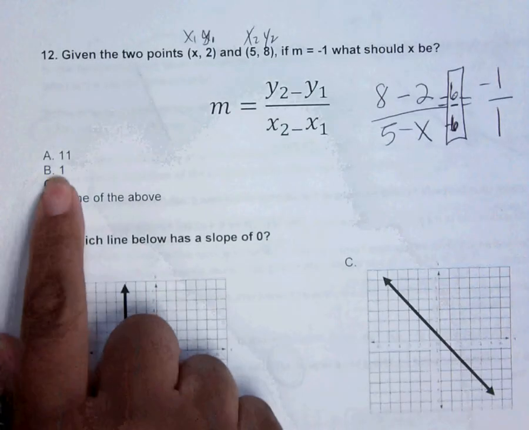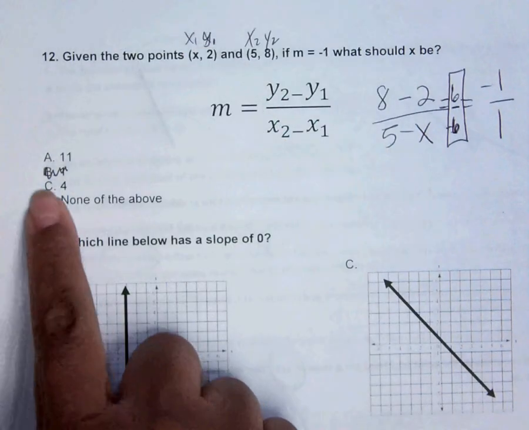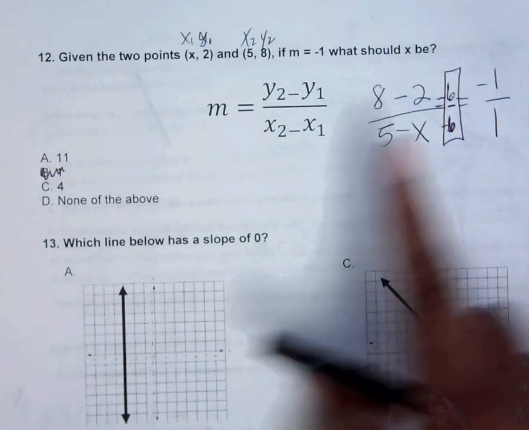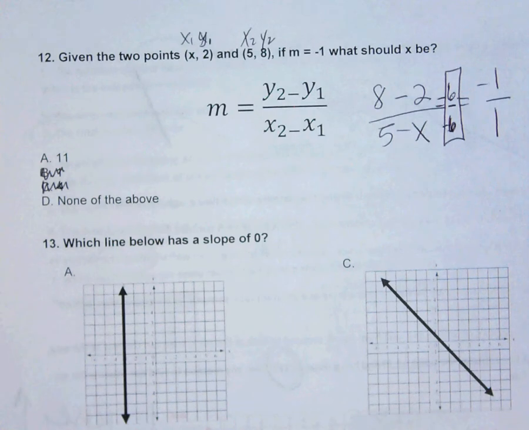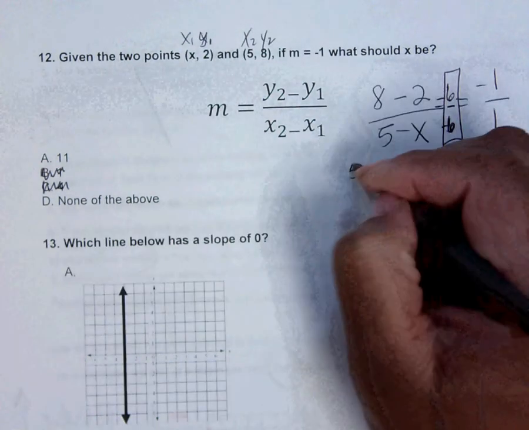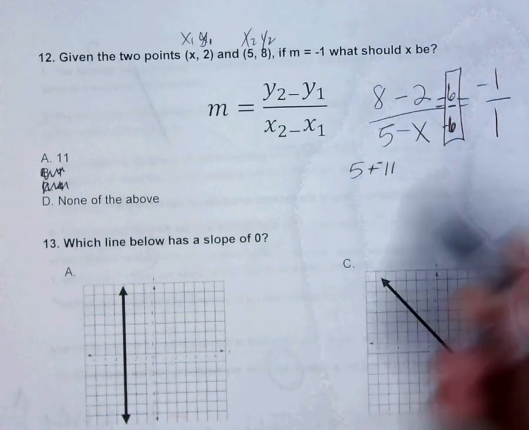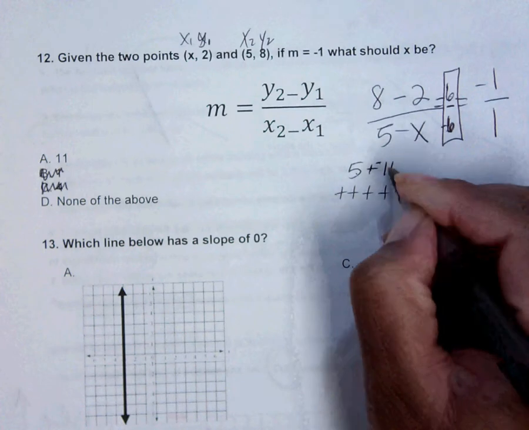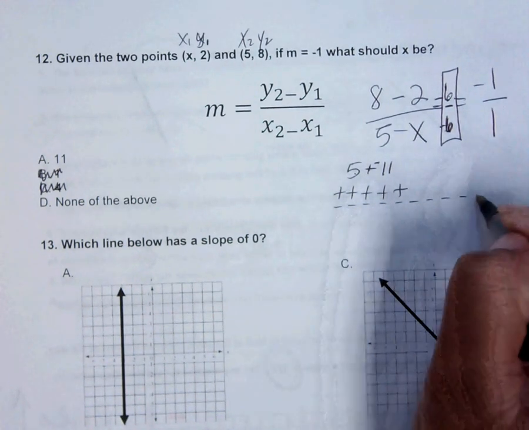Well, 5 minus 1 is 4, so I know it's not that. 5 minus 4 is 1, but it's not negative 6, so it can't be C. 5 minus 11. What is that? Well, that's 5 plus a negative 11. So write 5 plus signs: 1, 2, 3, 4, 5. Write 11 negatives: 1, 2, 3, 4, 5, 6, 7, 8, 9, 10, and 11.